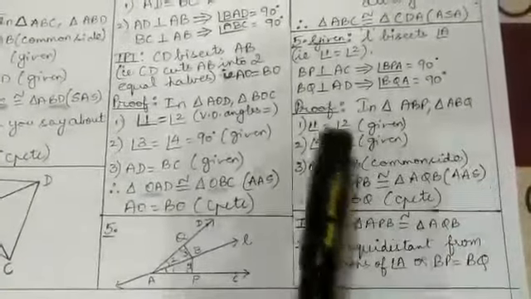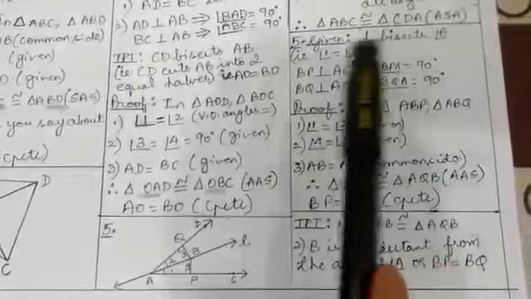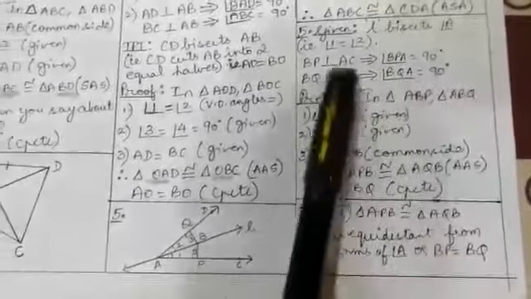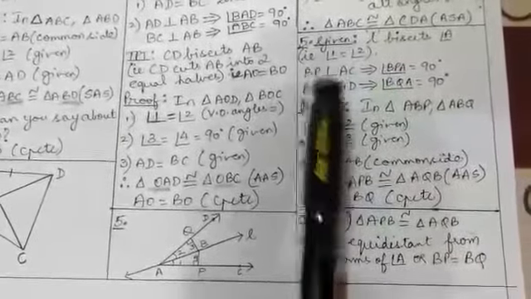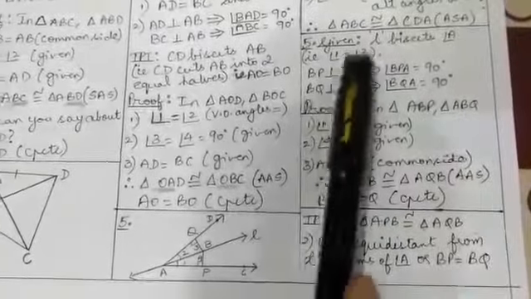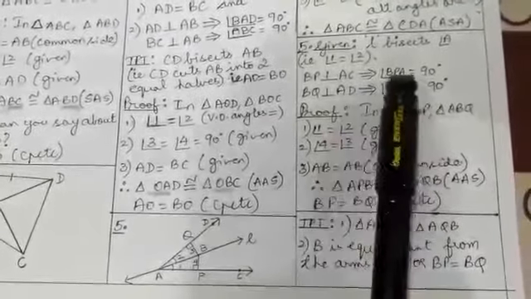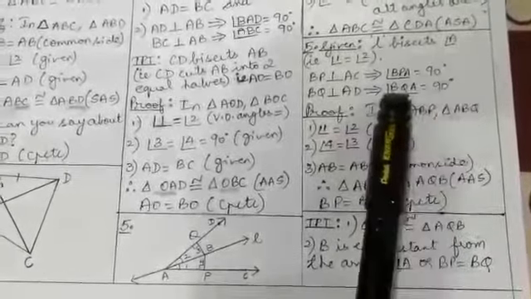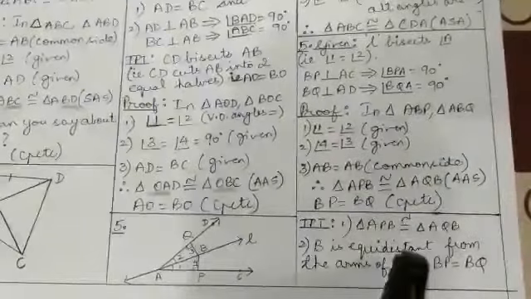Alright, the proof is out here. We have just written out what is given. Given L bisects angle A, which means angle 1 is equal to angle 2. You've understood that. BP and BQ are perpendicular to AC and AD. So that means angle BPA is 90 degrees, angle BQA is 90 degrees. You also understood this. Let's see the proof now.